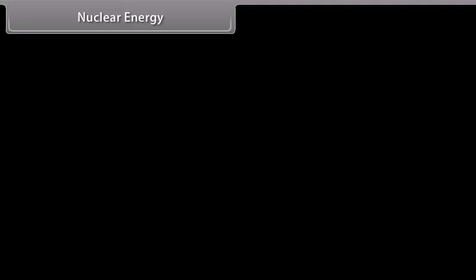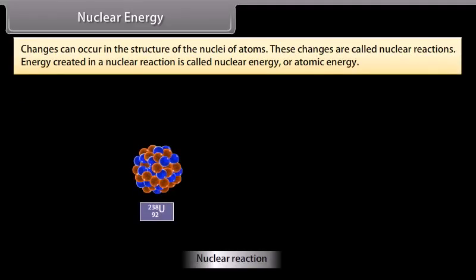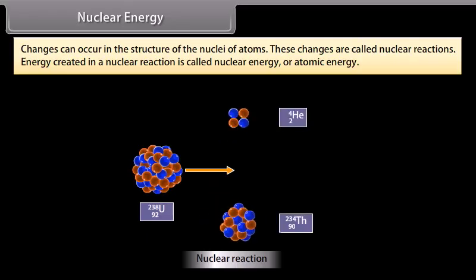Nuclear energy. Changes can occur in the structure of the nuclei of atoms. These changes are called nuclear reactions. Energy created in a nuclear reaction is called nuclear energy or atomic energy.